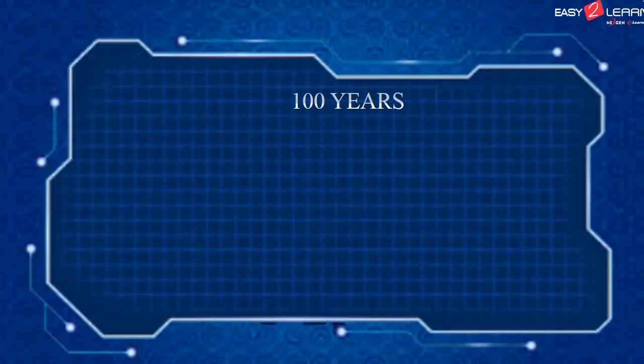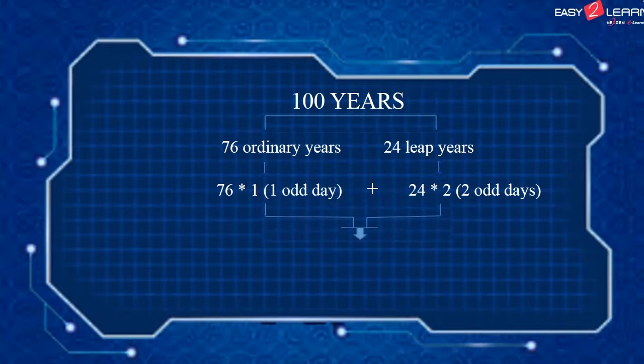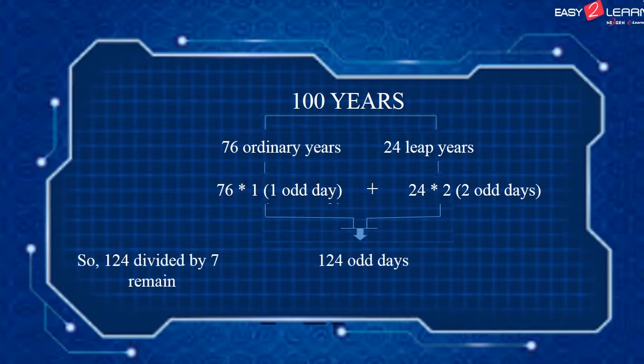In 100 years, we have 76 ordinary years and 24 leap years. In 76 ordinary years, we have 1 odd day each, and in 24 leap years we have 2 odd days each. That is 76 into 1 plus 24 into 2 is equal to 124 odd days. So 124 divided by 7. On solving this, we get the remainder as 5. So it implies that in 100 years we have 5 odd days.